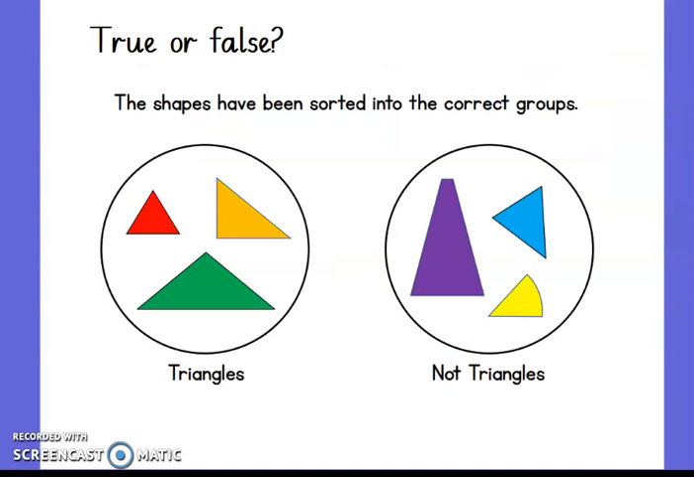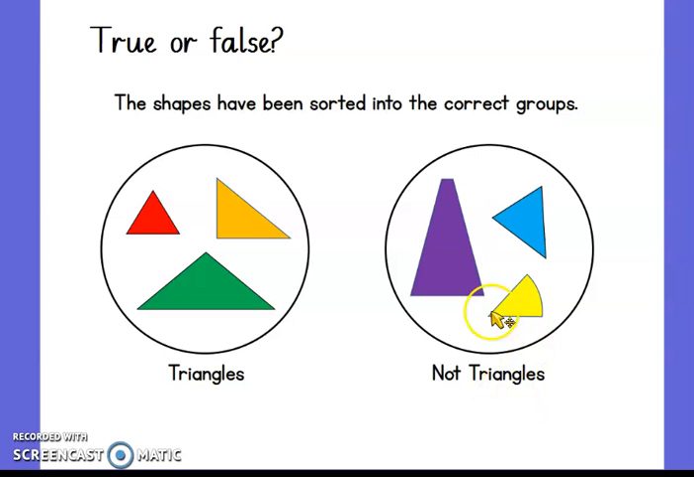Okay, so let's have a look. True or false? The shapes have been sorted into the correct groups. So this one says triangles. Are these all triangles? Yes, like I was talking about before, they don't all look the same, but they are all triangles. They've all got 3 sides and 3 corners. So they are all triangles.